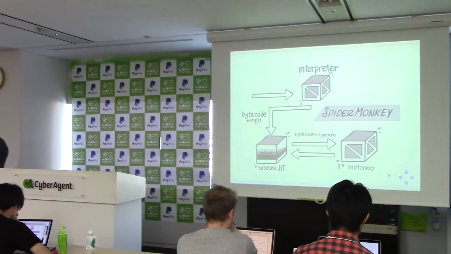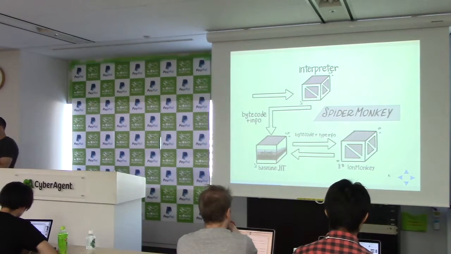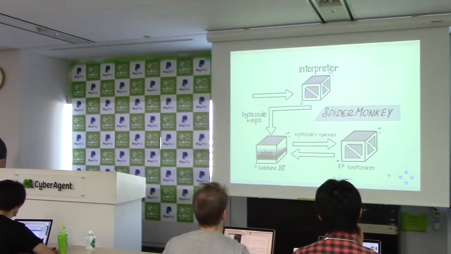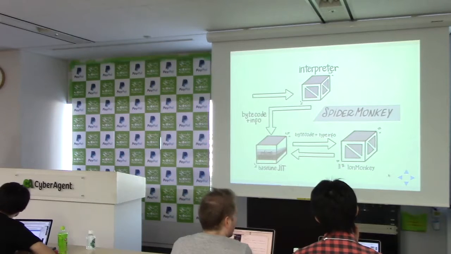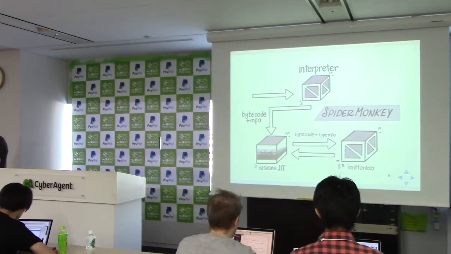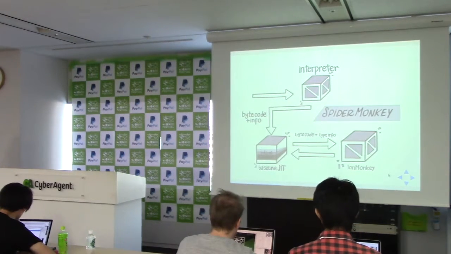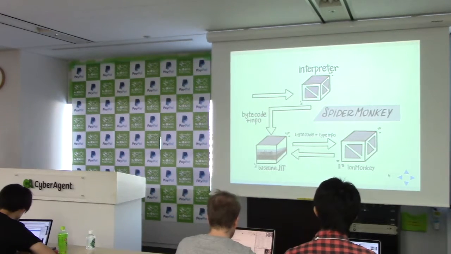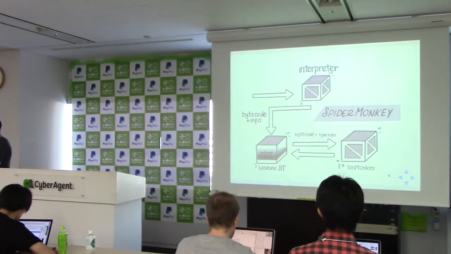IonMonkey will grab the bytecode plus the type information that the engine gathered and will compile that to machine code again. One interesting thing about SpiderMonkey is that the code generated from IonMonkey will not bail out to the interpreter. Instead, it will bail out to the baseline JIT.